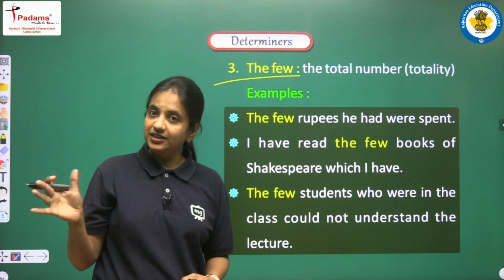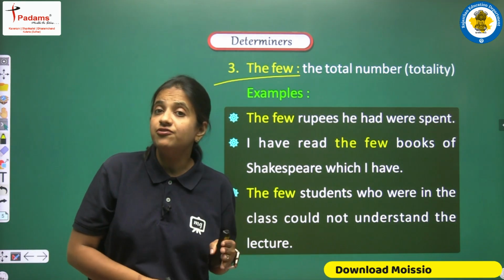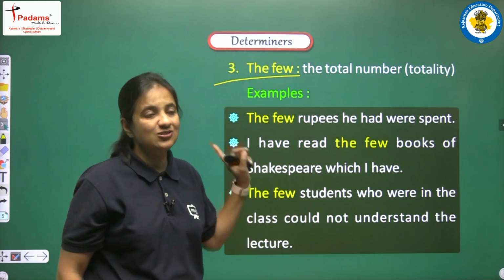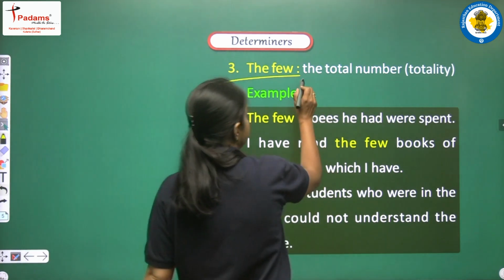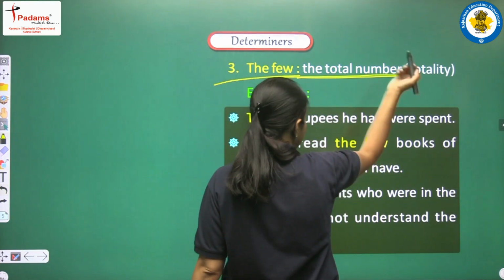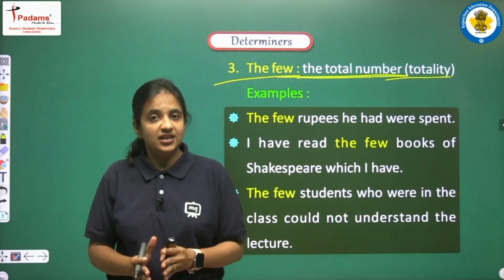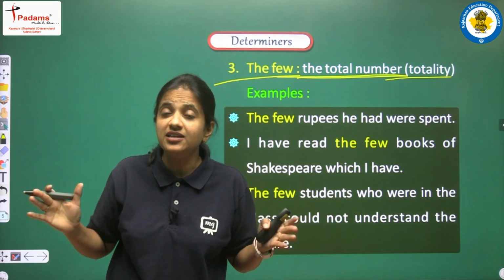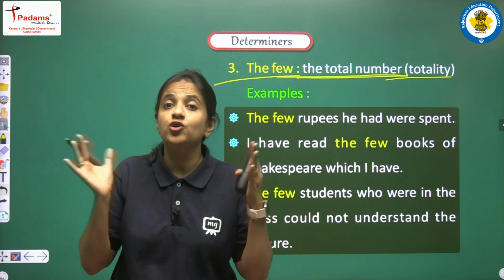Now next here we are having the few. So this is the third determiner in this category, in which we are having few, then a few, and now we are having the few. So now let's see what is the use of the few. When we are using the few in a sentence, it means we are talking about the total number, or we can say we are talking about totality. So yes, when we are using the few, तो इसका मतलब ये होता है कि जितना भी था, so वो सारा का सारा, it means here we are talking about the totality.